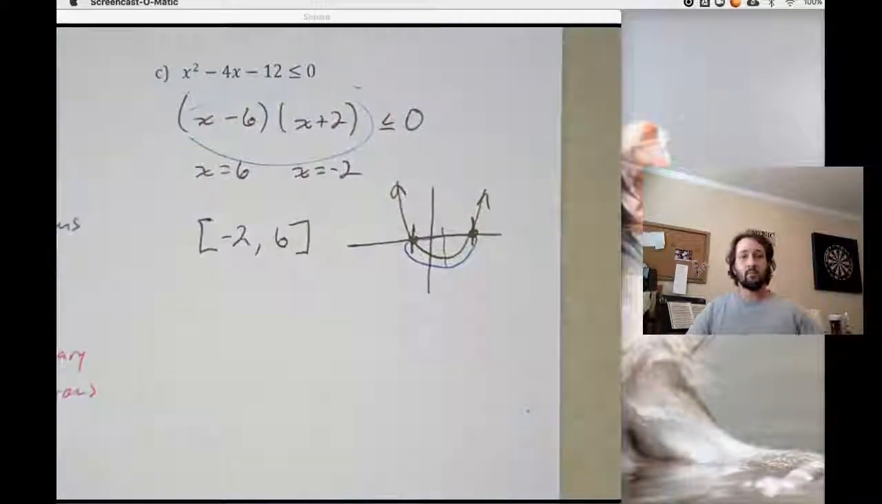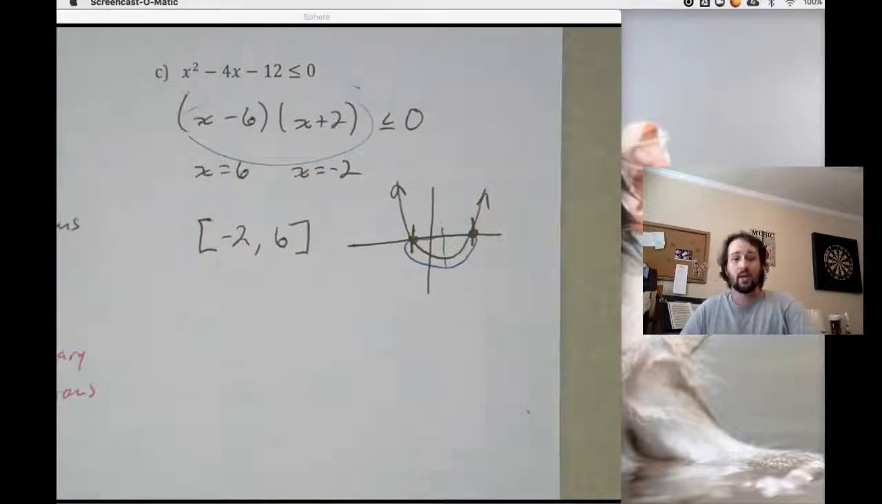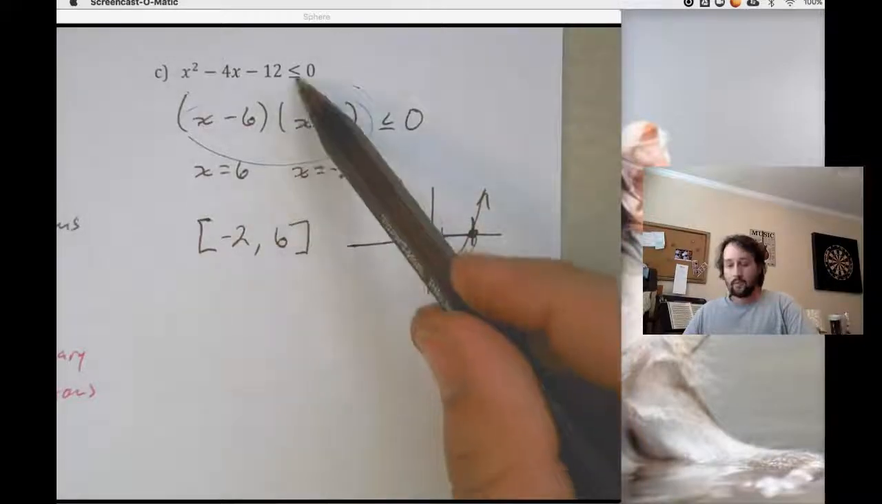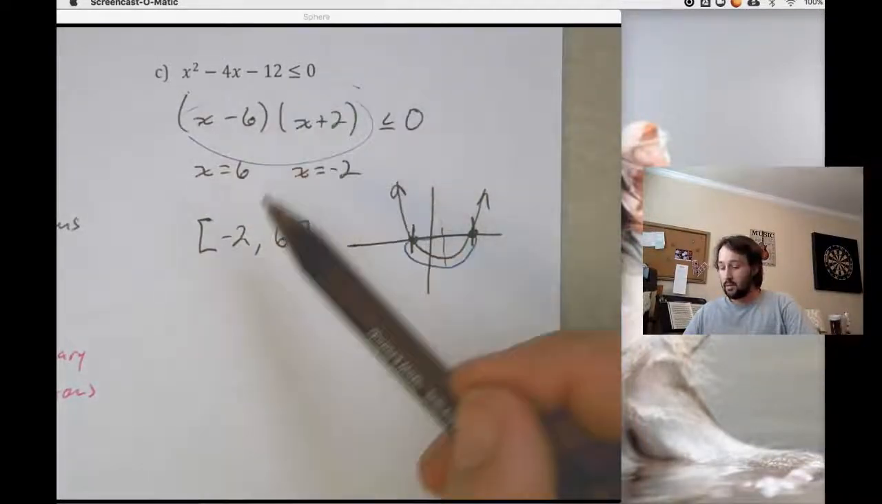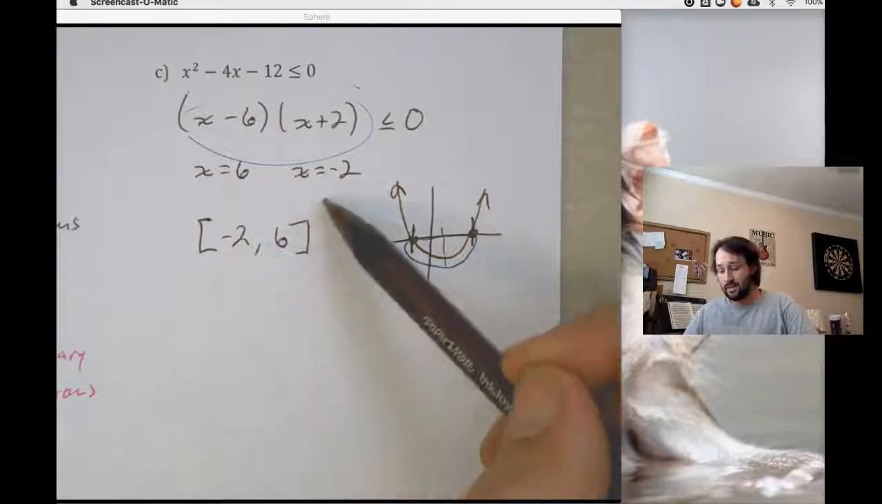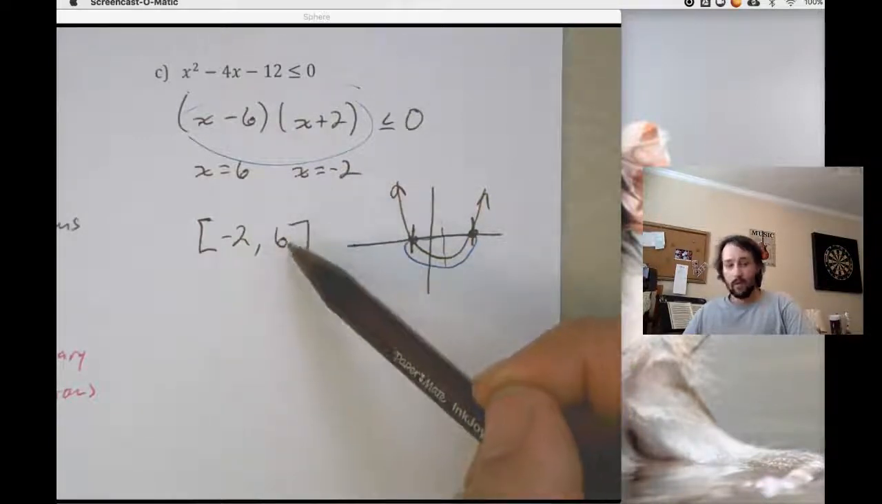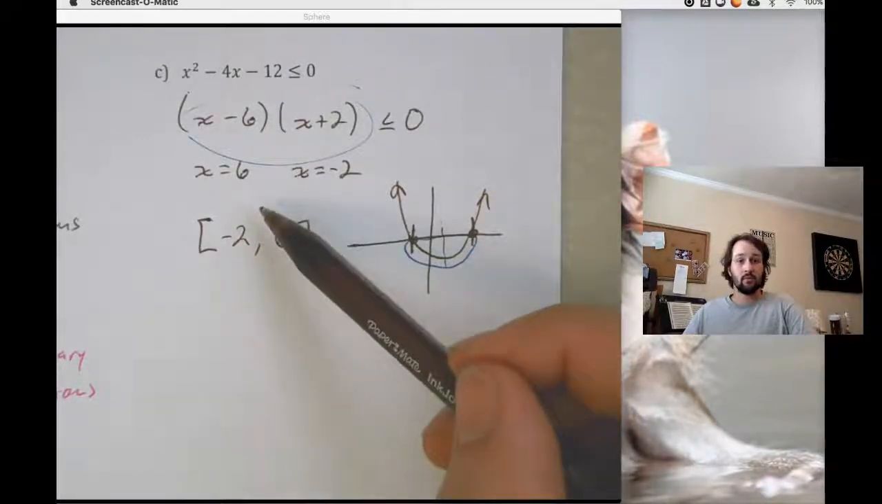Notice those are also in brackets. Don't forget, brackets mean the or equal to part. So since I can be or equal to 0, I can be right at -2 where it is equal to 0, and I can be right at 6 where it is also equal to 0.